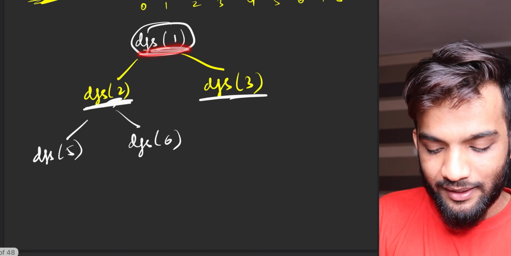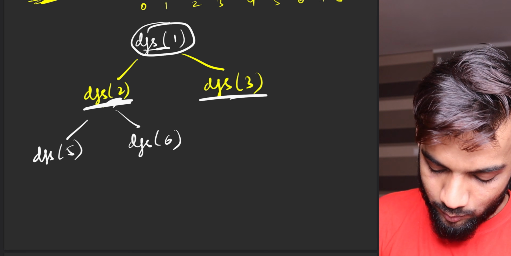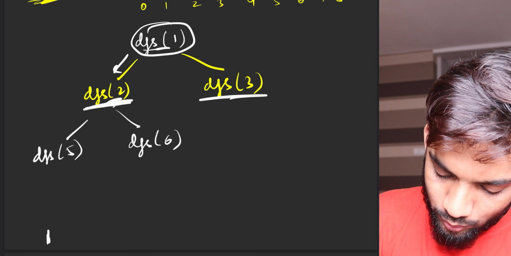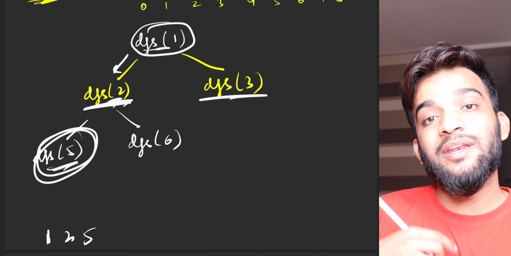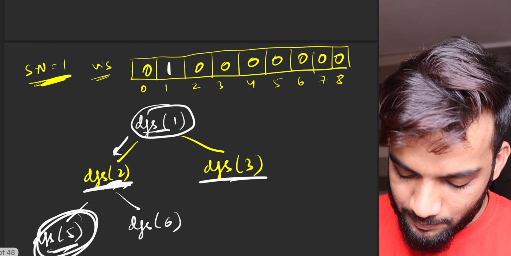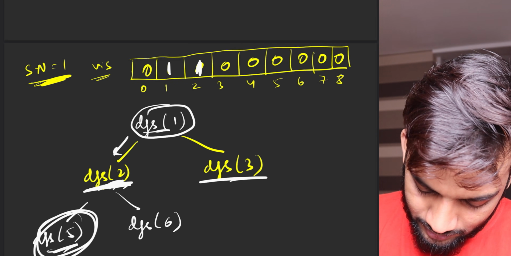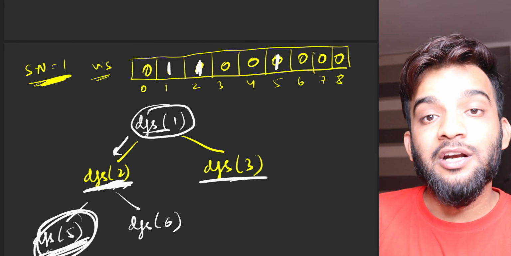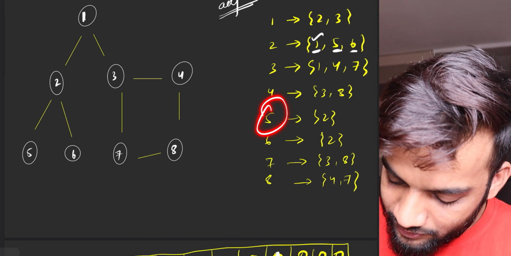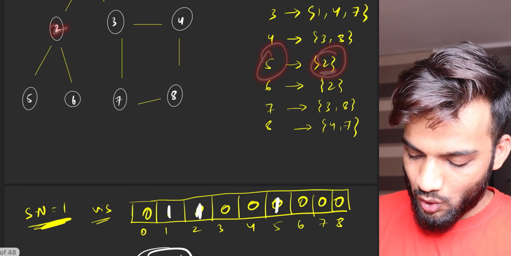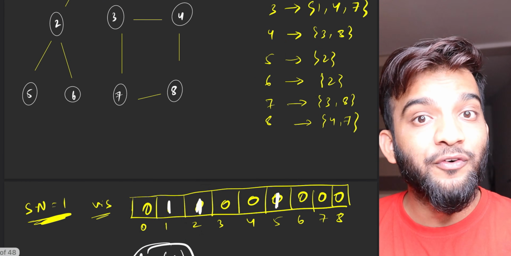First the call was for 1, right? So you can write 1. Next the call went to 2, right? Next the call went for 5. Now remember this by the way: when you go to 2, you'll mark it as 1. Now you go to 5, mark it as 1. Now for 5, the neighbor is 2, which is already marked. There will be no further calls.